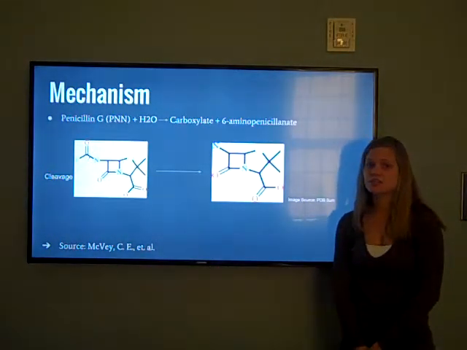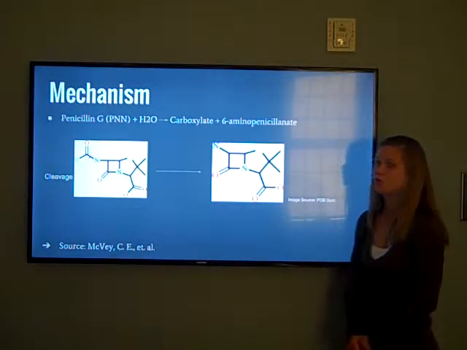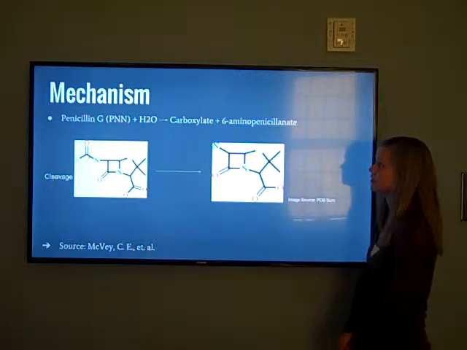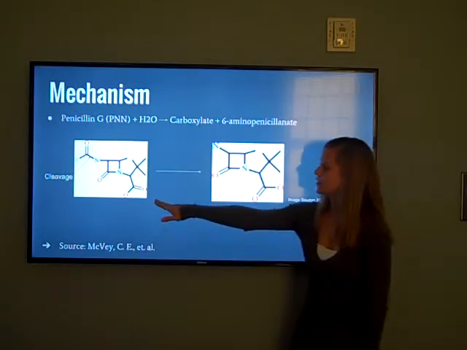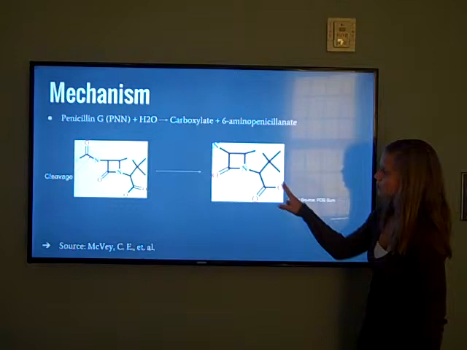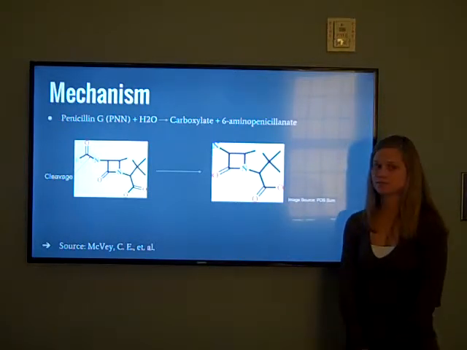So the mechanism of PGA is characterized by penicillin in water forming a carboxylate and a 6-amino penicillinate. Here you can see the penicillin in the exact cleavage site of the amide, and this is the product, the 6-amino penicillinate.